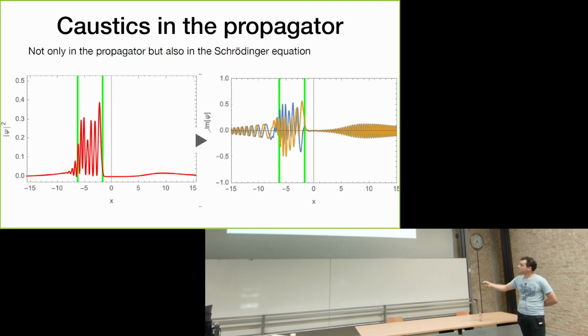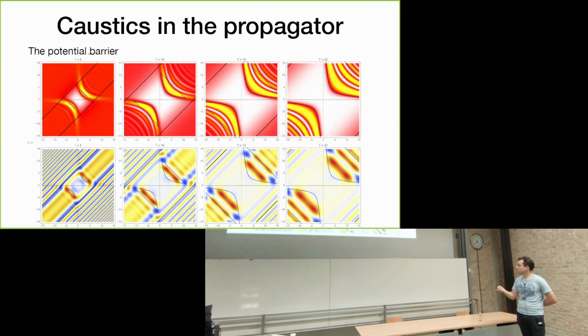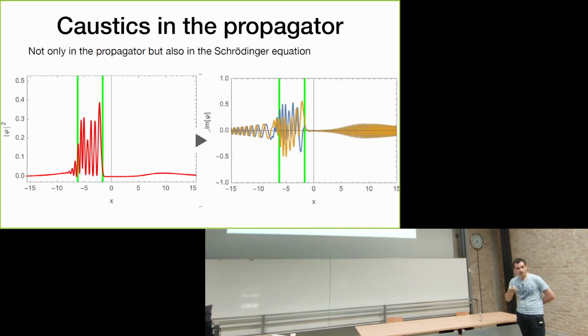Basically you can see it in the fact that you here have a multi-image region bounded by these caustics. So the green lines are the caustics, which correspond to these blue lines. And they allow you to predict qualitatively what the Schrödinger equation is going to give you.